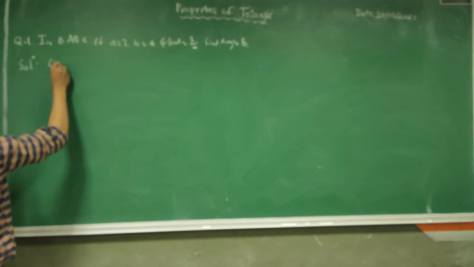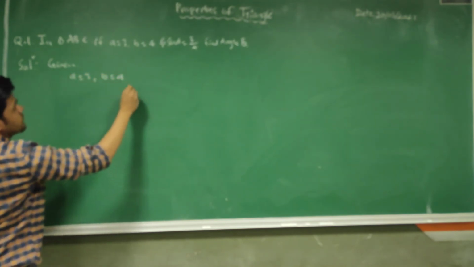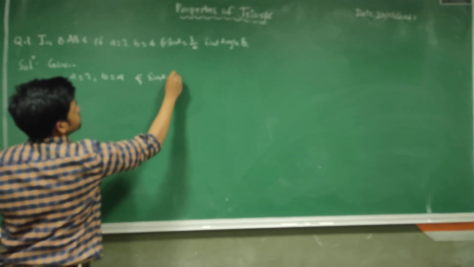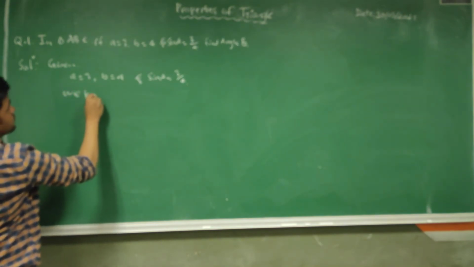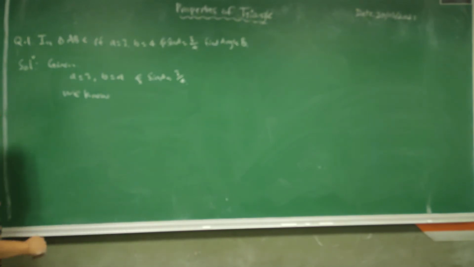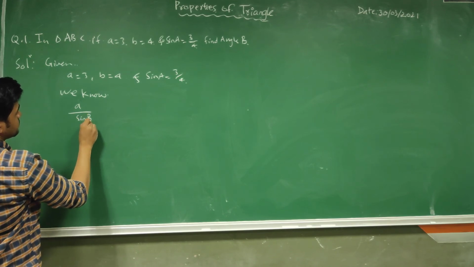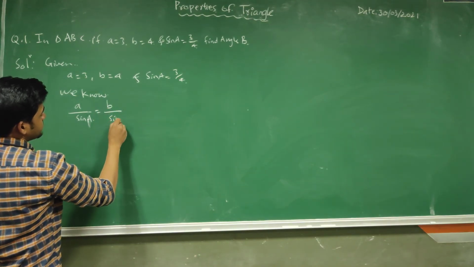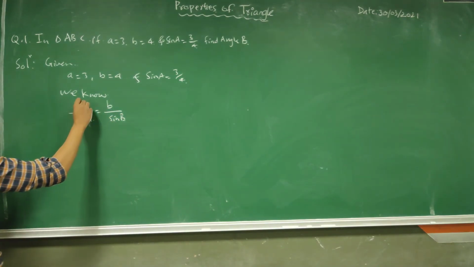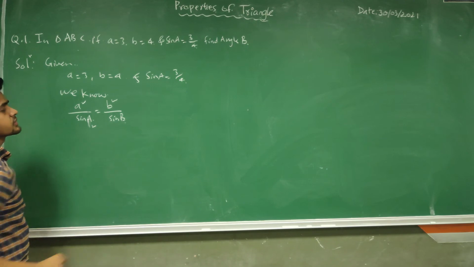So just see the solution. The given part is A is equal to 3, B is equal to 4 and sin A is equal to 3 by 4. We need to find angle B. So we know the sine rule. The sine rule is nothing but A by sin A equals B by sin B. Here A is given, B is given and sin A is given.